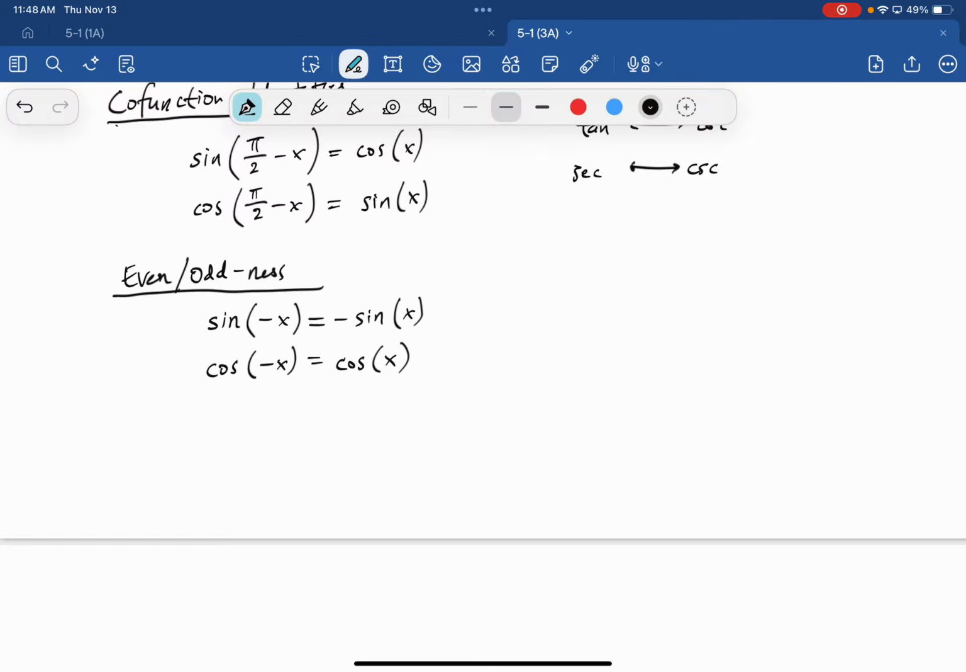Okay, sine is odd and cosine is even. That means tangent is odd. How do I know that? Well, tangent of negative x is simply equal to sine of negative x over cosine of negative x, right? Because tangent is sine over cosine. But sine of negative x is negative sine of x, whereas cosine of negative x is cosine of x, because sine is odd and cosine is even. But that's just equal to negative tangent of x. So that's a simple proof for why tangent is odd.